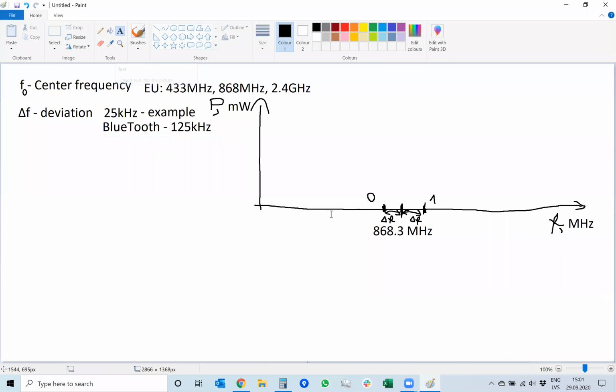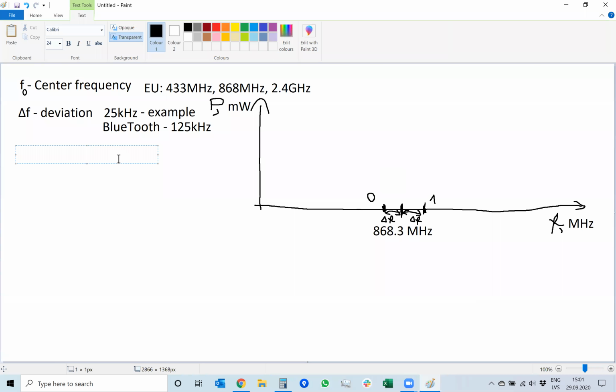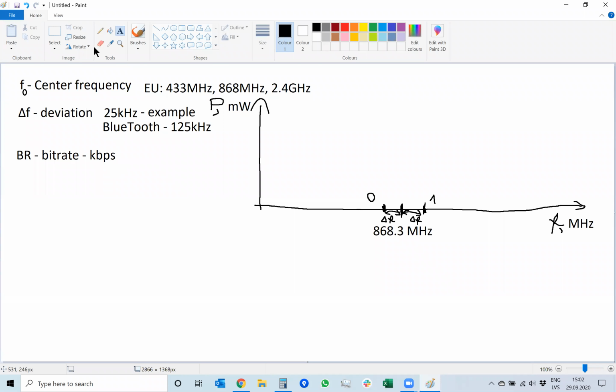Let's see. The third thing that we can decide for our signal is the speed at which we change from ones to zeros and from zeros to ones. It is called bitrate, and we will describe it with capital letters BR, bitrate. How many bits per second or kilobits per second? Mostly the signals are sent in amounts of kilobits per second, so I just write it as kilobits per second.